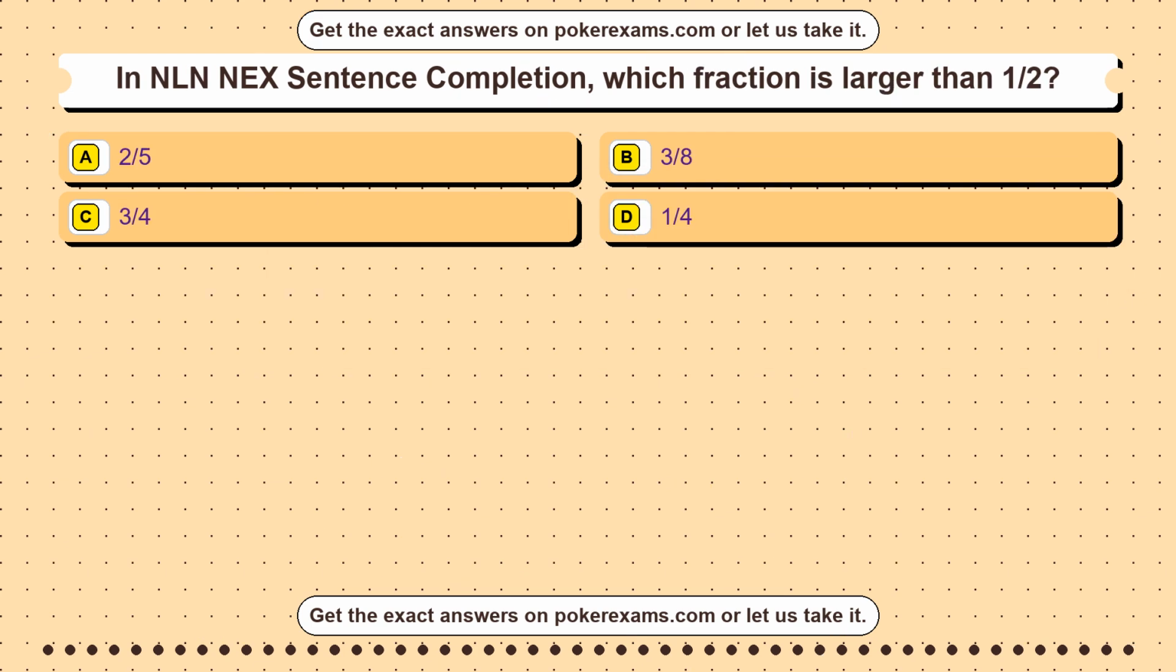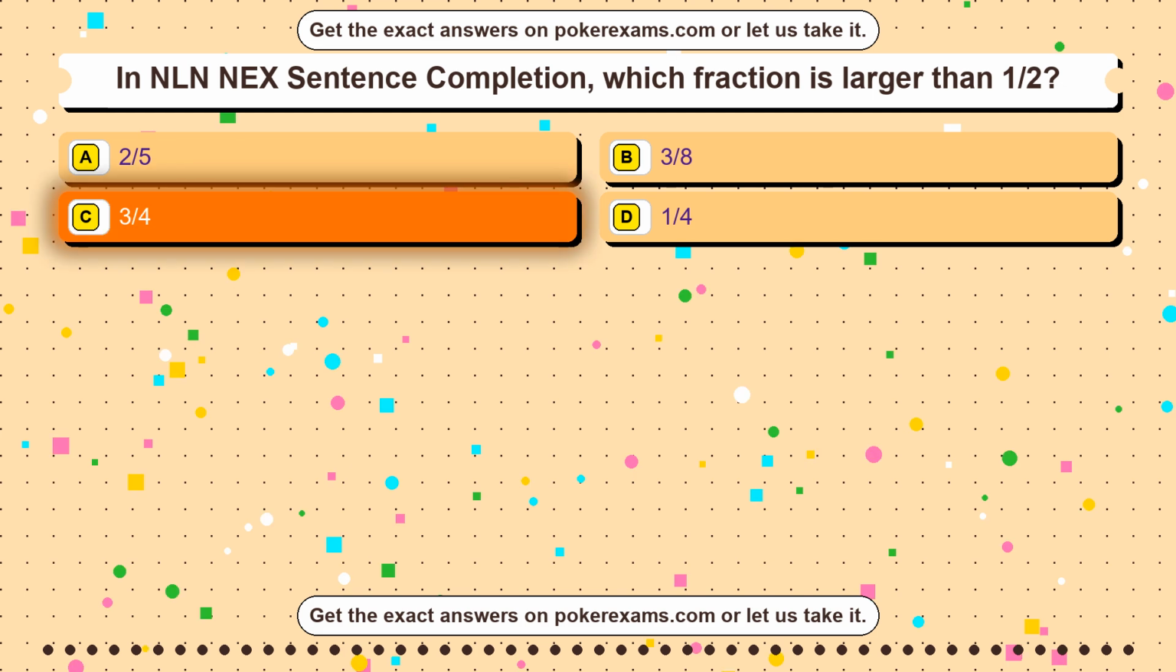Question 23. In Get Science Review, which substance is made of atoms bonded together? Option A, variable. Option B, government. Option C, compound. Option D, opinion. The correct answer is option C.